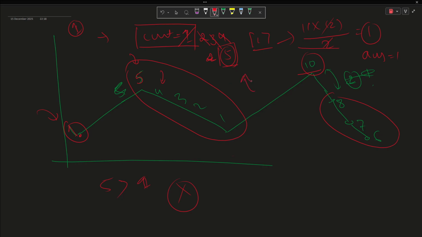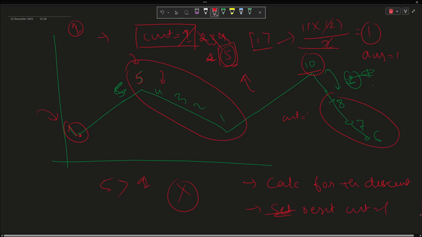Now we need to calculate the answer for this descent, right? And set the count as 1 afterwards. So first we calculate for the descent and reset the count to 1. Now for this 5, 4, 3, 2, 1, we have n equals 5. Apply the formula n into n plus 1 by 2.